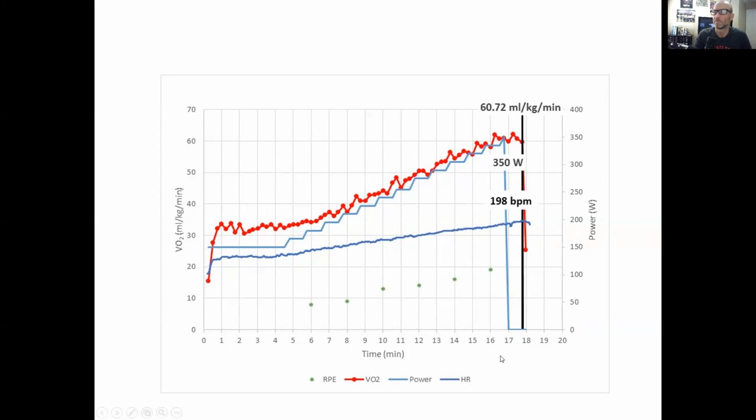VO2, time of a graded exercise test, heart rate, VO2 in the red, work rate of the bike in the light blue. And we'd have to sit back and say, wait, does this represent a plateau? Or is this decrease and then this spike here, is that not a plateau? We really don't know what would have happened if we went to 360 watts. Would VO2 continue to increase throughout that period, or is that evidence of a plateau?